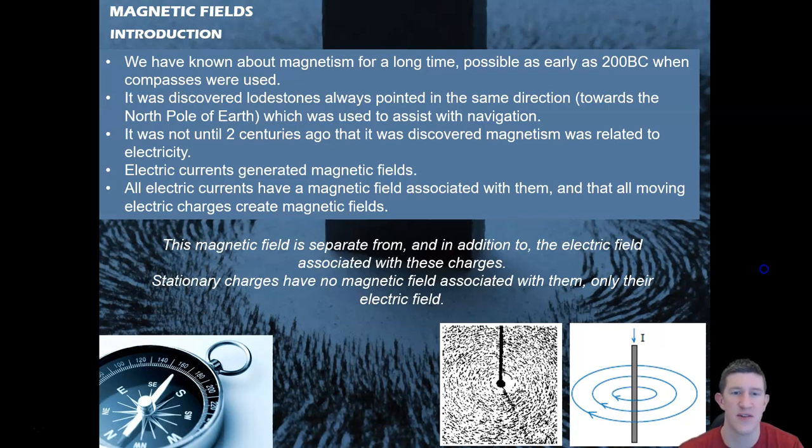It wasn't until about 2 centuries ago that it was discovered that magnetism was actually connected to electricity. We found out that all electric currents generate magnetic fields. We also discovered that an electric current has a magnetic field associated with it, and that all electric charges that are moving create magnetic fields. This magnetic field is separate from and in addition to the electric field associated with these charges. Stationary charges have no magnetic field associated with them, only their electric field.